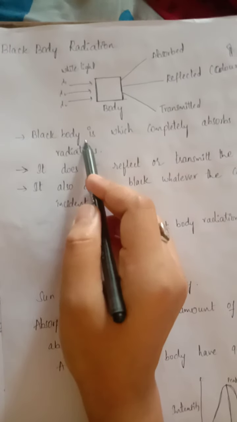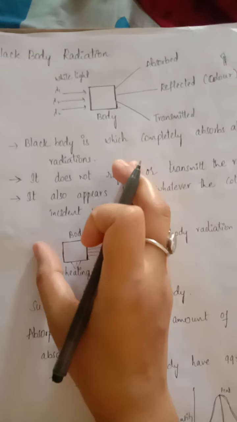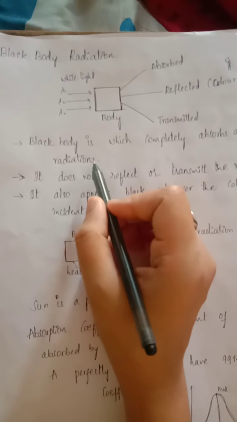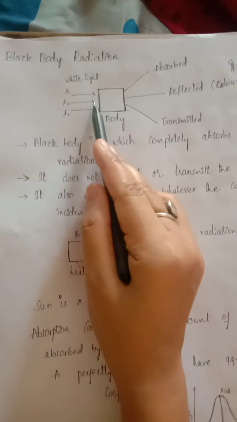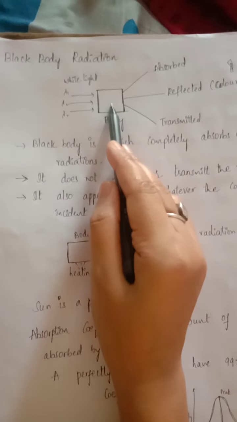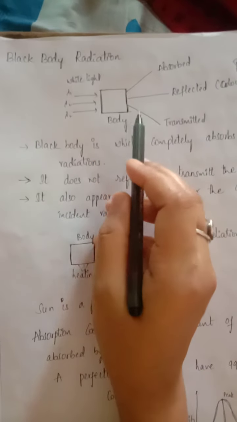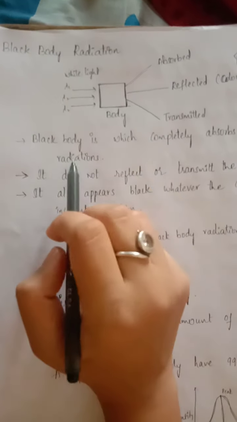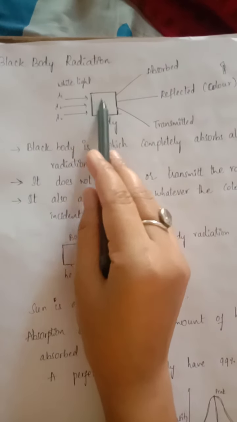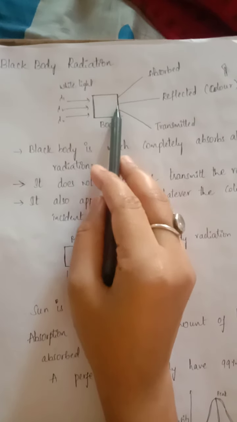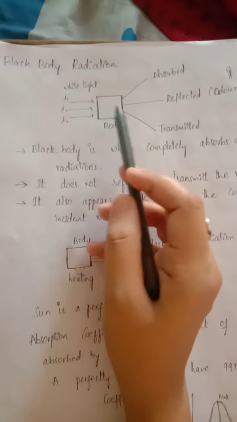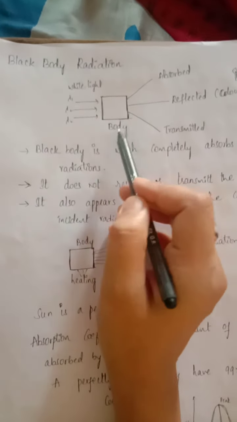A black body is one which completely absorbs all the radiations. If some radiation falls on the black body, it absorbs all the radiation and won't allow any radiation to be reflected or transmitted. It appears black because it absorbs everything, whatever the color of the incident light.